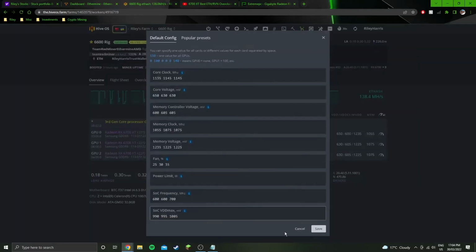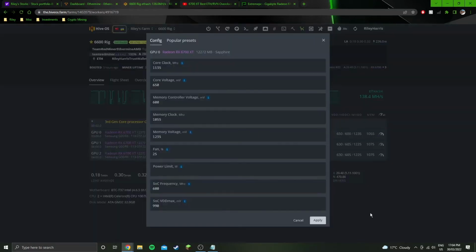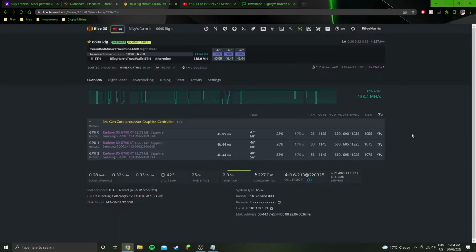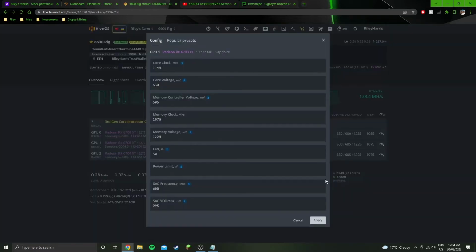These are all the settings. So, I mean, this is the one that kind of sucks: 1055 instead of 1075 min clock. This is the best one, to be honest. So this one, yeah, 1145 core clock. You might want to go up to like 1150 or so.